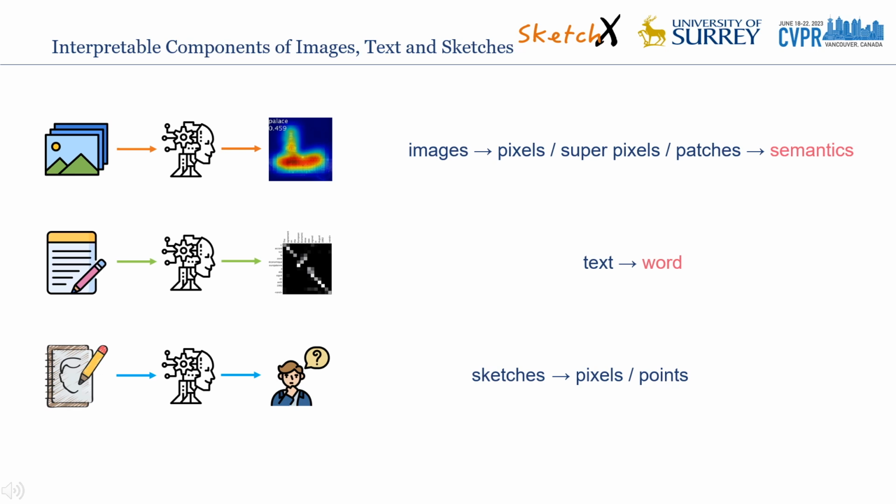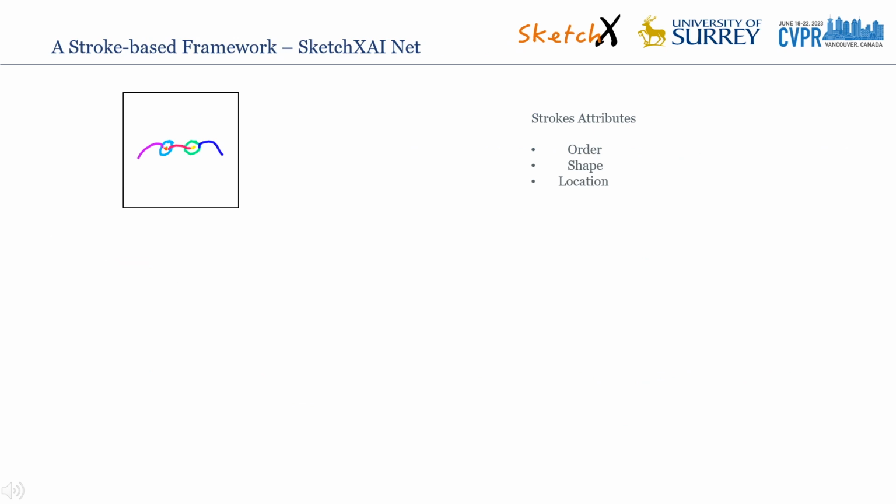Now considering sketches. Shall we explain sketch models by pixels or points? Either pixels or points are the way machines record sketches, not the way humans understand sketches. If you tell someone who is not familiar with sketch that a sketch contains 100 points, he or she must think you are mad. Then shall we build semantics for sketch? As sketch is a highly abstracted form of human vision, sketch semantics itself is an extremely difficult problem to define. So what can we do? We think strokes may help us. Because strokes are natural components of sketches and are easily understood by humans, we build a stroke-based framework called SketchXAI.